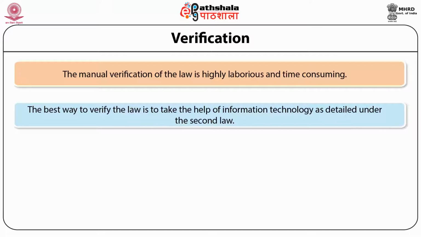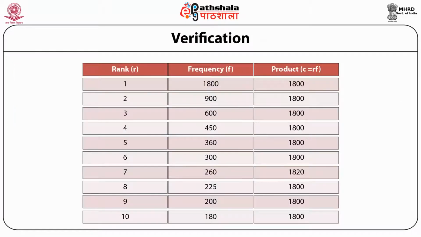Step 3. The cards or entries are to be sorted according to periodicals. This is a hypothetical table. In this table, you find rank from 1 to 10, frequency from 1800 to 180, and in all the cases the product is 1800. This is a perfect table for Zipf's law, which usually we never get.